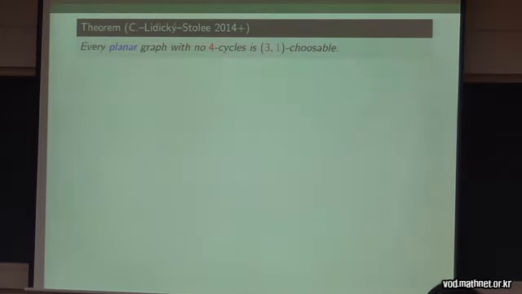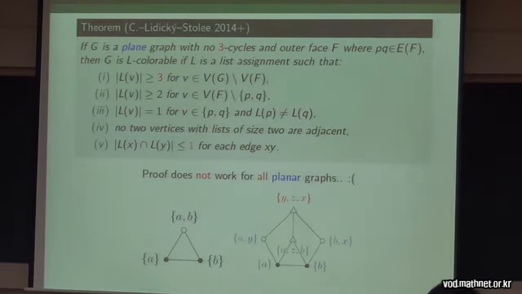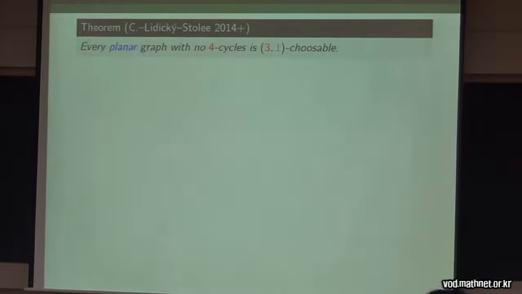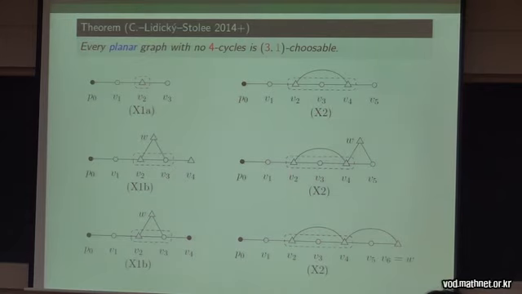And then a similar technique works for 3, 1 choosability of C4 free planar graphs. But in this one, you only have to remove 1 vertex. And in this one, you have 6 cases. And depending on which case you're in, you might have to remove at most 3 vertices. And then a couple of pages afterwards, you can prove that it's 3, 1 choosable.